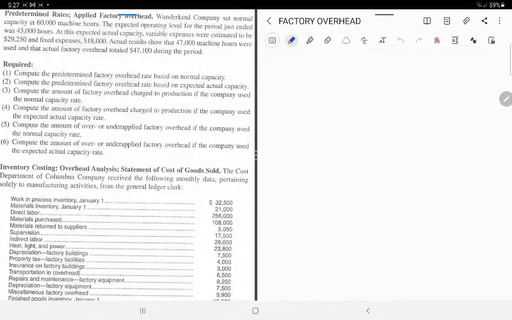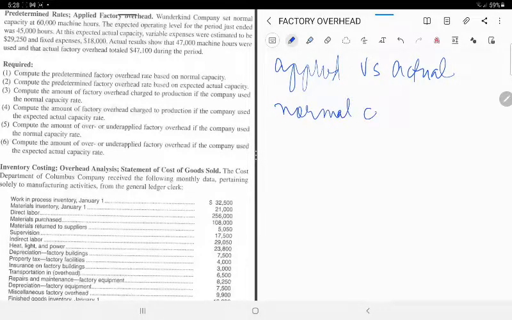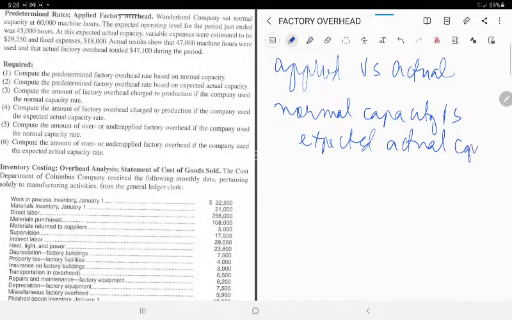Hello students, we'll have a sample problem on factory overhead application. Now, we will be applying and we look into the actual based on normal capacity versus expected actual capacity. Okay.